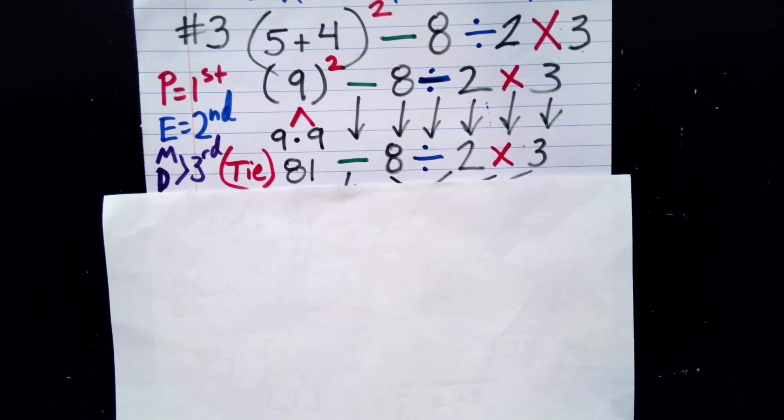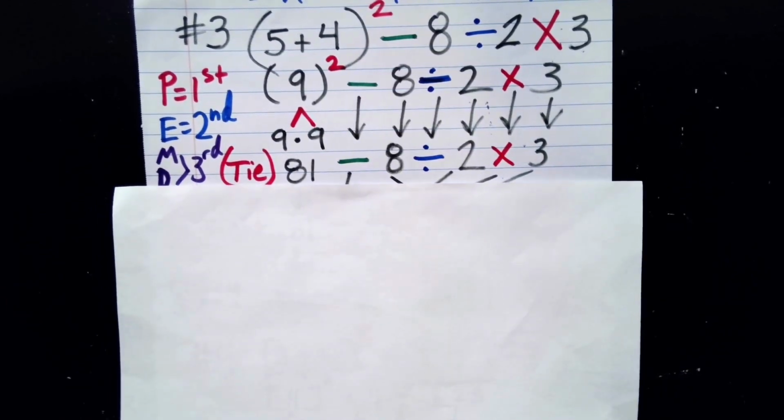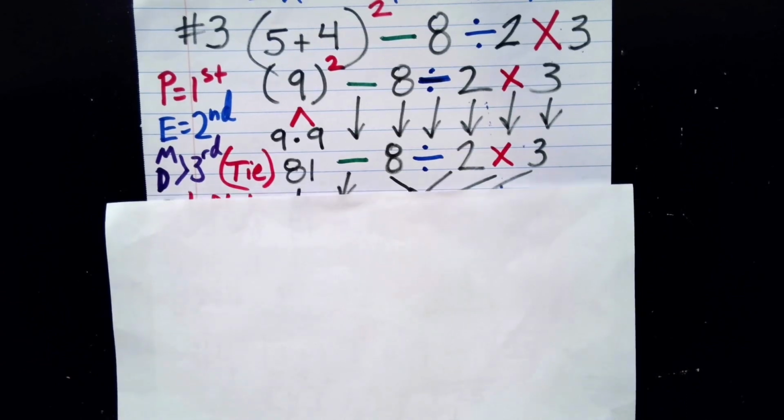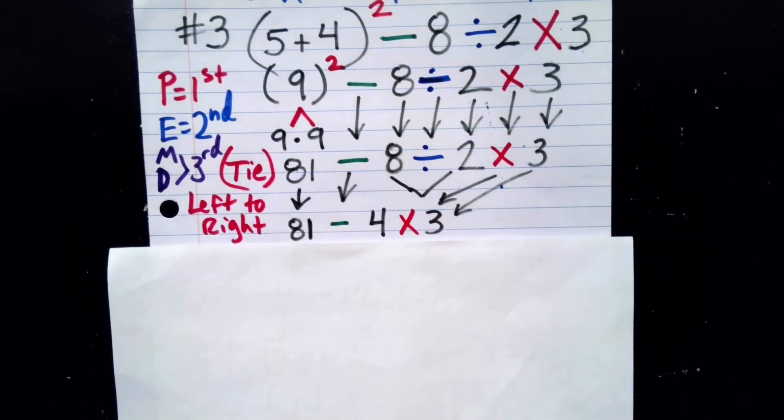And in here you can see it's a tie. I have 8 divided by 2 and 2 times 3. So I'm going to work from left to right. I'm going to rewrite the 81. I'm going to rewrite the minus sign. 8 divided by 2 is 4. I rewrite the multiplication sign, and I'm going to do that next, right? Working left to right because the multiplication and the division was a tie.